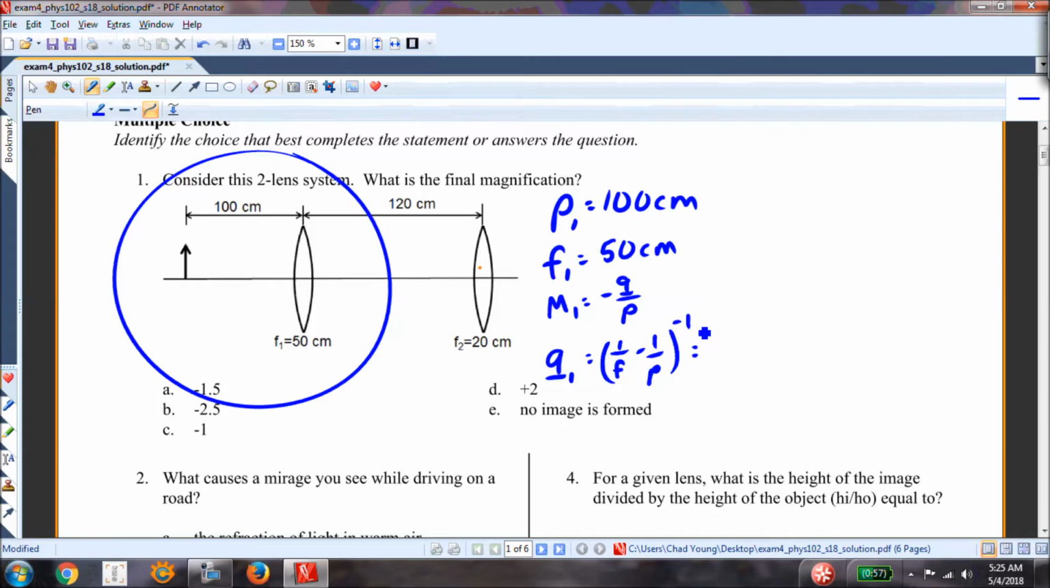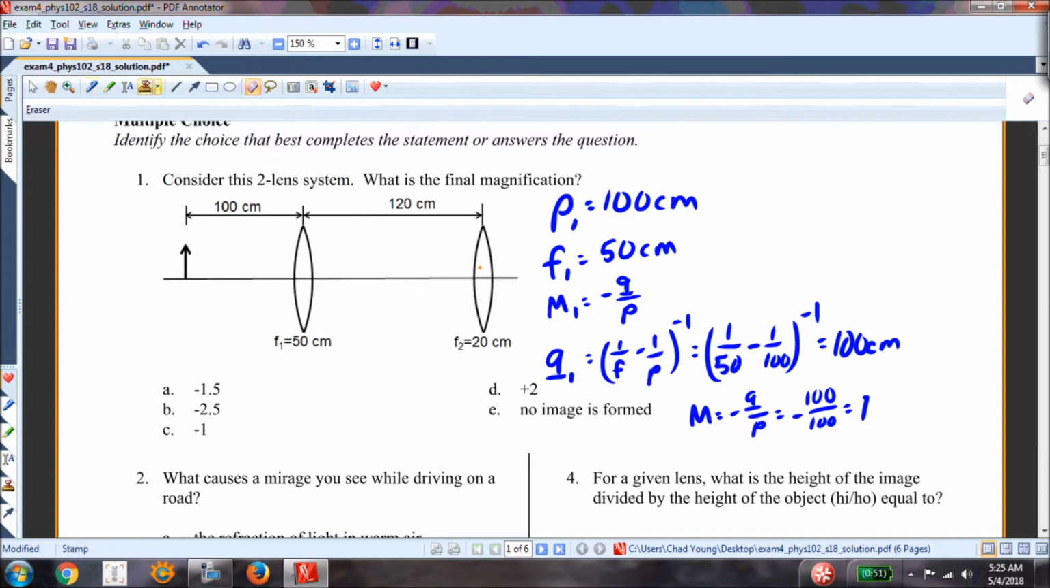The inverse of that, 1 over F is 1 over 50 minus 1 over 100 to the negative 1. That's 2 over 100 minus 1 over 100, that's equal to 100 centimeters. And then our magnification is negative Q over P, which is negative 100 over 100. It's negative 1. So my first image is going to be 100 centimeters to the right of that first lens, and it's going to be inverted because this is negative, and it's going to be the same size as the object.